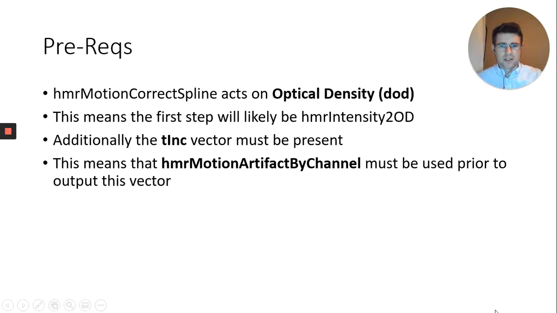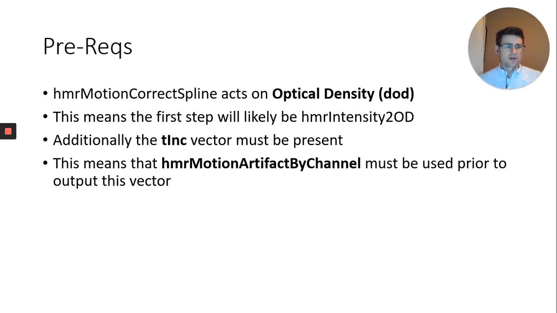So the function has a couple of prerequisites. One of the prerequisites is optical density. Your data typically comes in a raw voltage format, and most of the functions within Homer 2 expect the data to be in optical density. So initially you're going to have to run the hmrIntensity2OD function. This is going to take your data, create a zero mean of the data, and take the negative log change. And that's now your optical density. It's a unitless quantity, and it gives you the relative change for fNIRS.